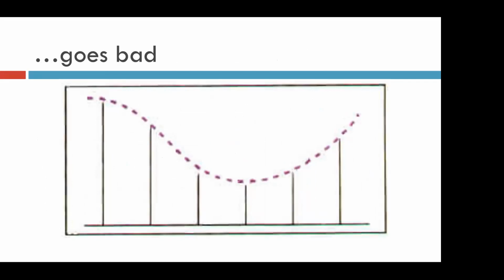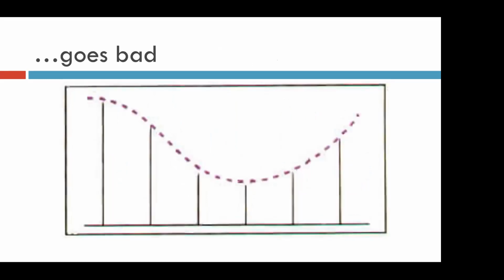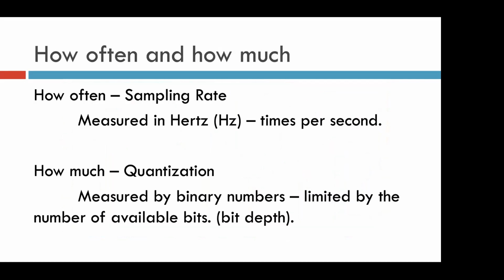This is an honest reaction that happened early in the days of digital, when they just took measurements any old where, and then you got this purple dotted line, which has no resemblance to the original analog squiggly line. If you understand what's happened here, the analog squiggly line was measured at 1, 2, 3, 4, 5, 6 different points. Those are the black lines coming up from the bottom. Then we connected those points together when we went from digital back to analog, and we got this shape instead. So what's important about sampling in digital is how often, which is the sampling rate.